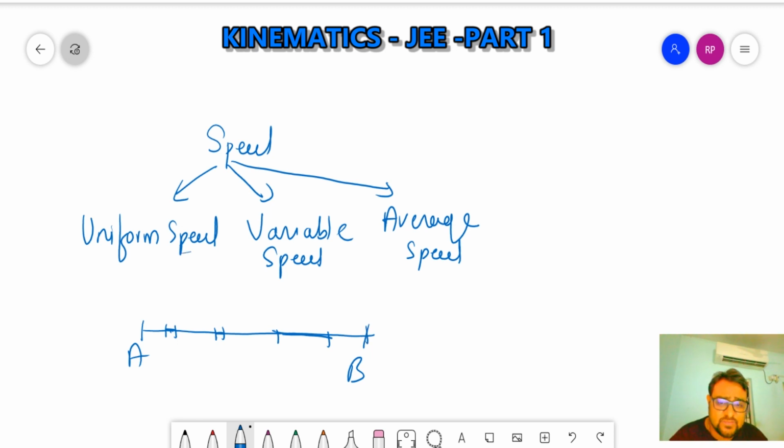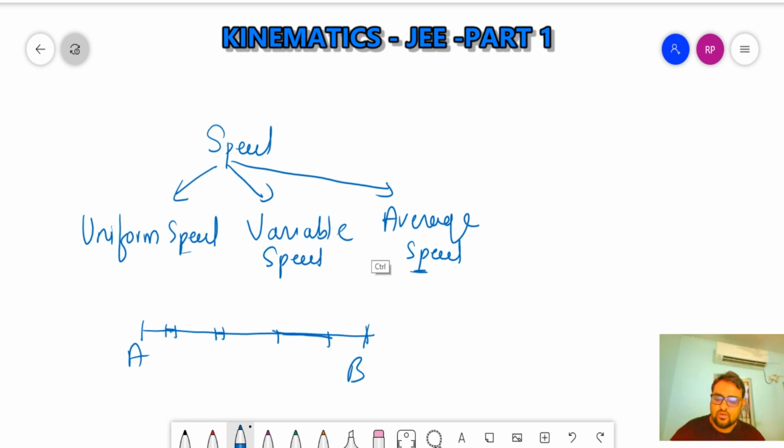Variable speed means the speed changes. Just like when you move on your Activa, initially the speed was zero, then you give acceleration, your speed increases, then decreases, and so on. That is variable speed. And average speed means, when you move with a variable speed, the total distance upon total time, that is the average speed.